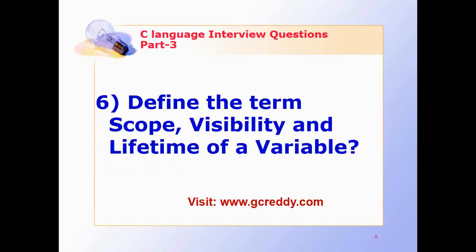Define the terms scope, visibility and lifetime of a variable. Scope: the scope of a variable is the range of program statements that can access that variable. The lifetime of a variable is the interval of time in which storage is bound to the variable. A variable is visible within its scope and invisible or hidden outside it.